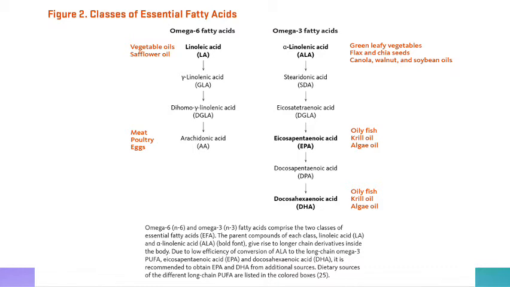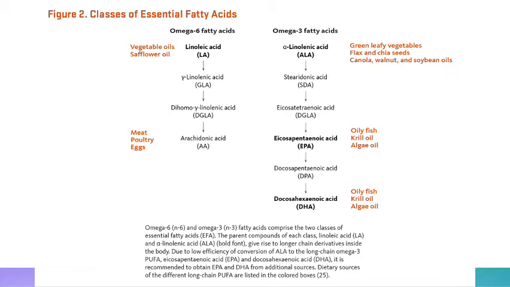Alright, if you guys can see here, we have figure 2, which is the different classes of fatty acids. And this is going to be very important when we're looking at the different components of the mechanism that we'll be looking at. So we have the arachidonic acid. If you look over by the omega-6 fatty acids and kind of go down the line there, you can see the AA down there at the bottom. So the omega-6 and the omega-3s comprise the two classes of essential fatty acids.